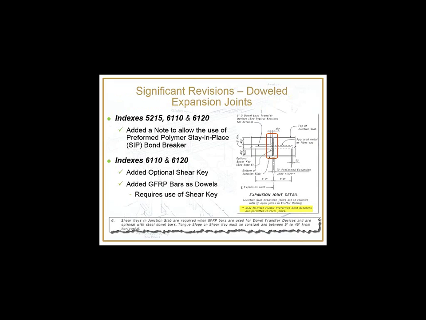Moving on to the junction slabs for the traffic railings on MSE walls and underneath noise walls. We've added an option in there, similar to what is in the gravity wall index, to allow stay-in-place polymer bond breaker. This should help, especially with slip forming, allowing that form to stay in place and help restrain the dowel bars that are required at expansion joints.